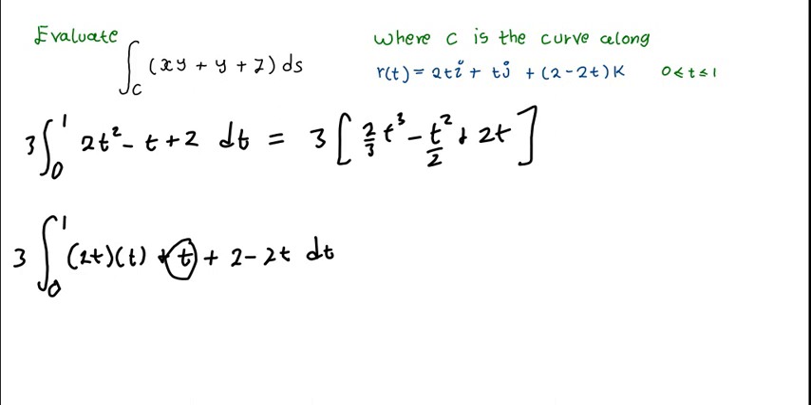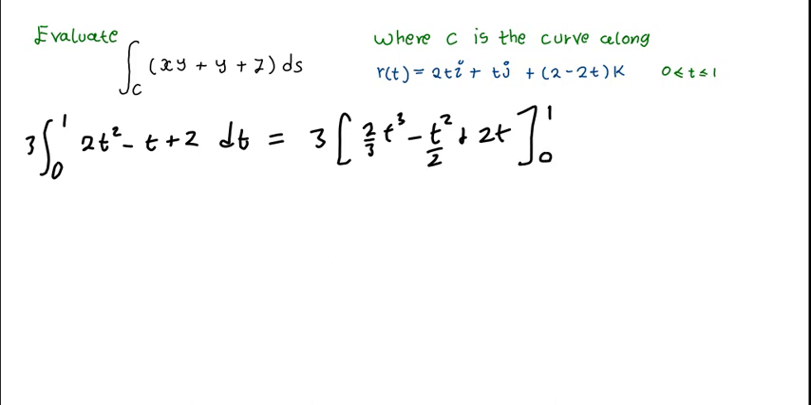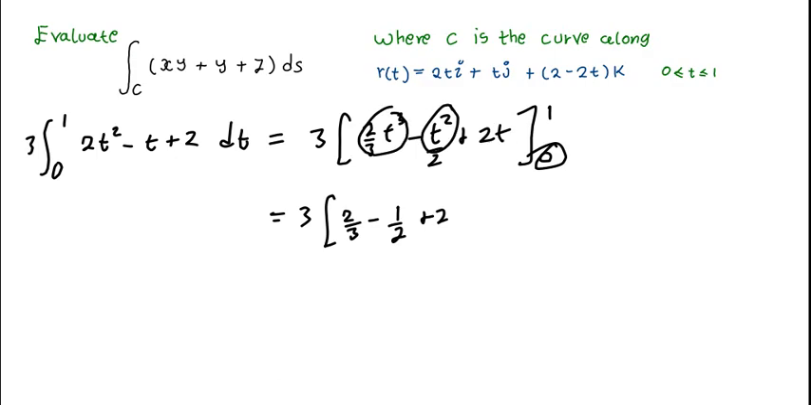Evaluating from 0 to 1, let's see what we're going to end up with. This will be equal to 3 times, if you substitute with the upper limit, which is a 1, 2 over 3 minus 1 over 2, then plus 2. You don't have to substitute with the lower limit, because if you substitute with 0, it's still going to be 0. So no need to worry about the lower limit.